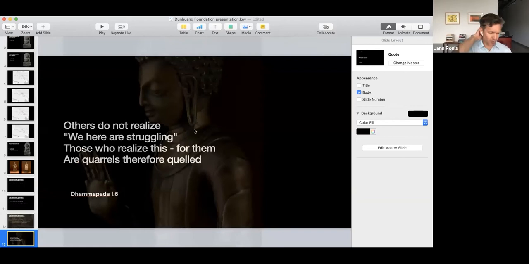And so if you don't mind, let's move on to a couple of very basic quotes that I think say a lot about Buddhism. And they all come from the Dhammapada, which is a collection of verses, sort of words of wisdom that have been transmitted in Buddhist communities for centuries and centuries. So one says, "Others do not realize we here are struggling. Those who realize this, for them are quarrels therefore quelled."